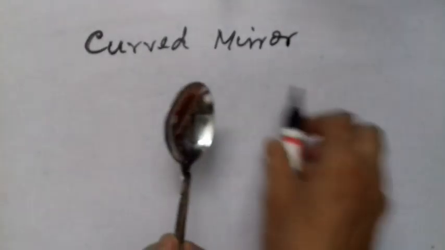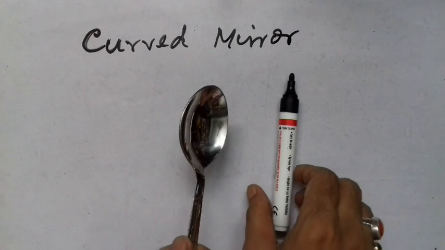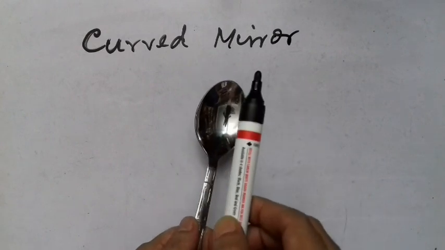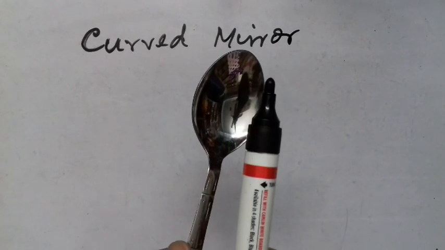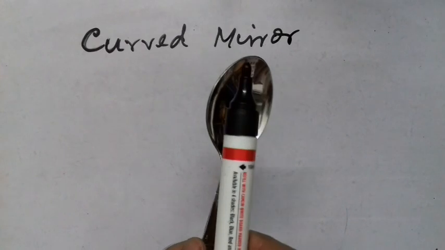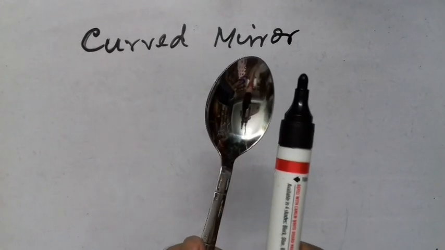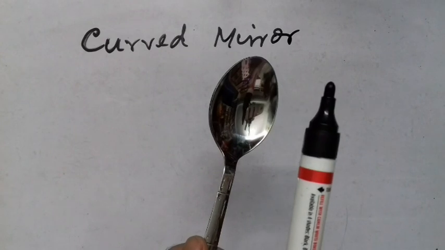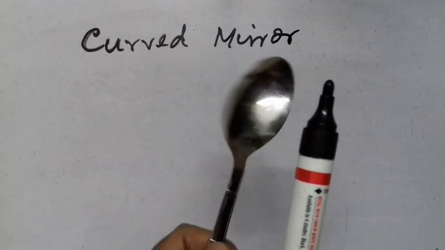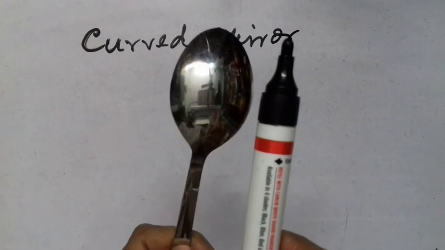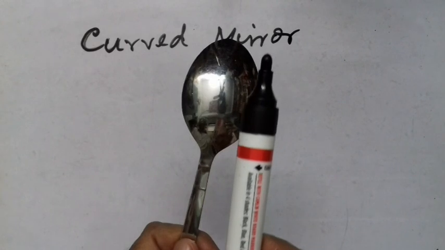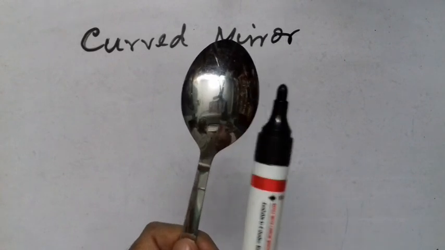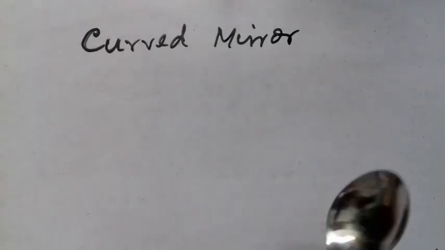See, this board marker is reflected here. Watch, it is reflected. But the feature is, see, the tip of the board marker inside the reflector is downward. But if we rotate it, the opposite side is showing the upright figure. So curved mirror may have these types of features.